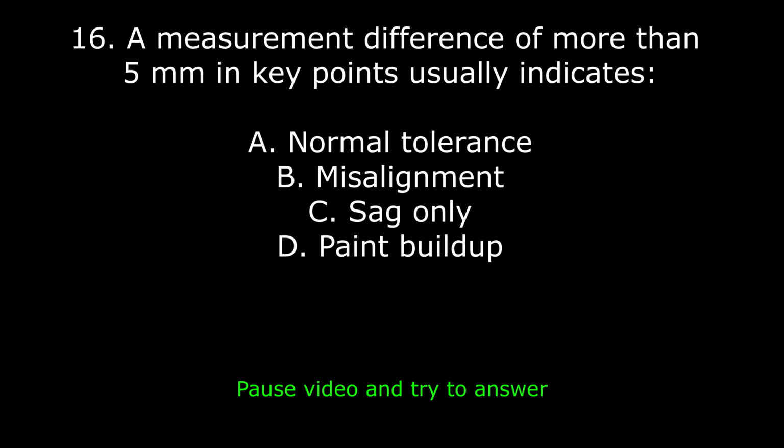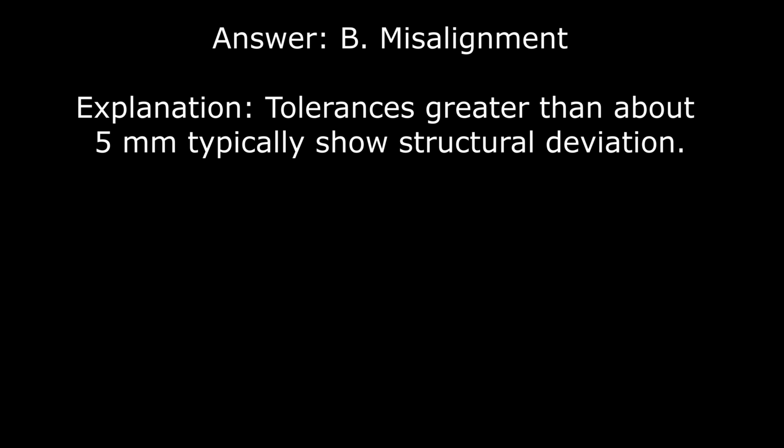16. A measurement difference of more than 5 millimeters in key points usually indicates: A. Normal tolerance, B. Misalignment, C. Sag only, D. Paint buildup. Answer: B. Misalignment. Explanation: tolerances greater than about 5 millimeters typically show structural deviation.